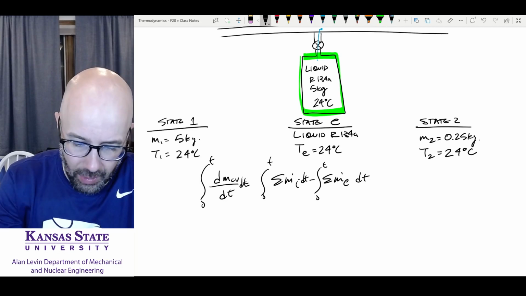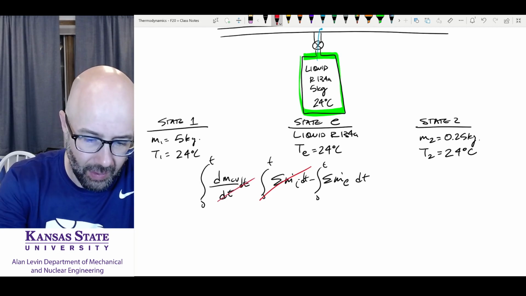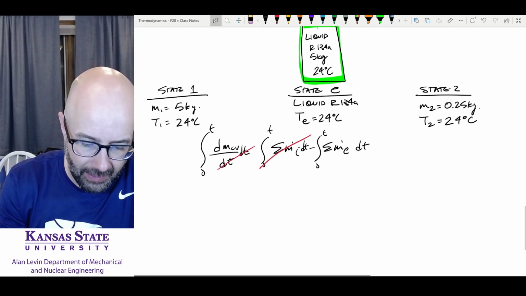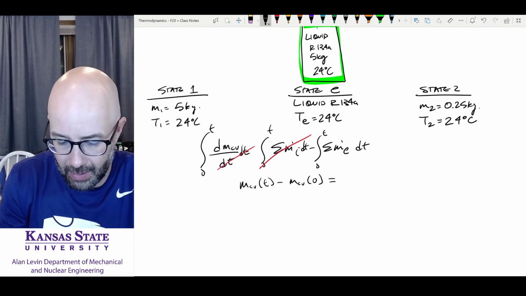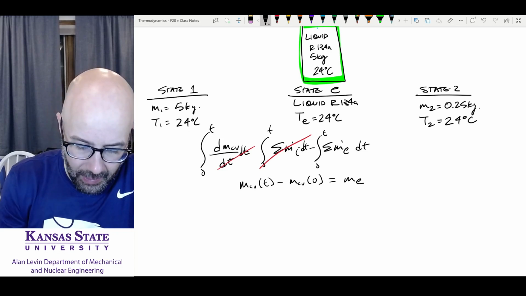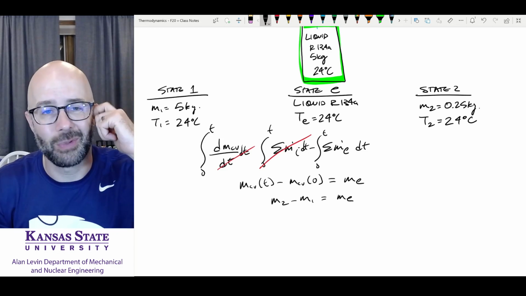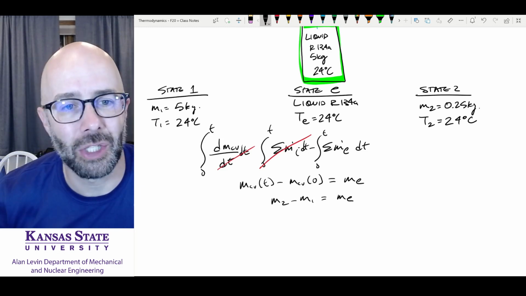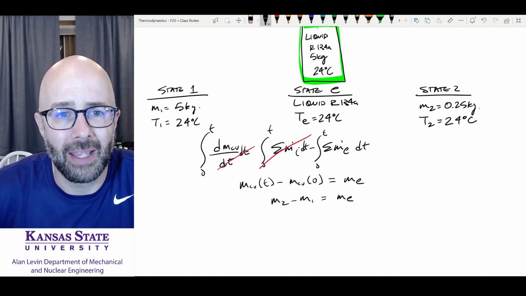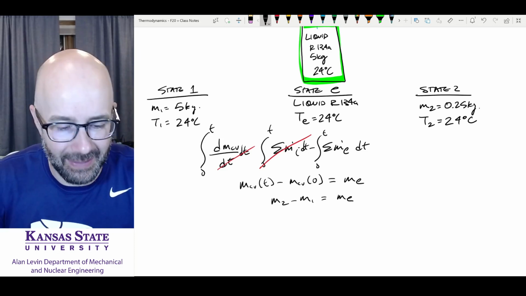Okay, so we can make this simple. If there's no mass coming in, this dt is going to go away. And so this gives us the mass of the control volume at state t minus the mass of the control volume at time 0 is equal to the mass exiting. So mass 2 minus mass 1 is equal to mass exiting, and we know how much that is right now: 5 minus 0.25, 4.75 kilograms of R134A is exiting. Don't really need an equation to figure that out, but that's what this equation will tell us.